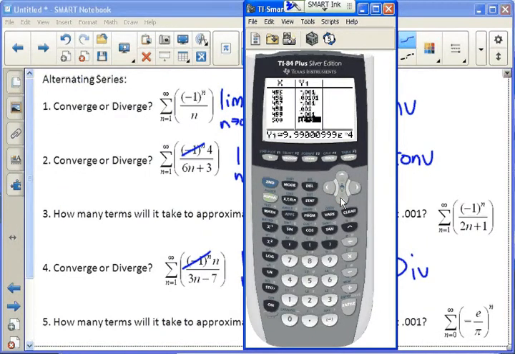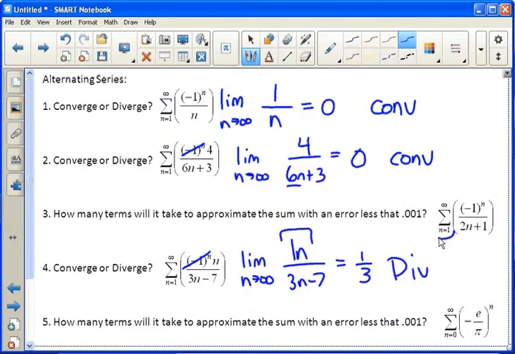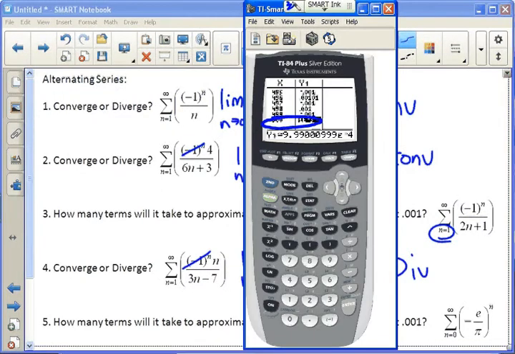500 we don't want to use because it's below 0.001, but we want to use everything that comes before that. So if you look back here, we're starting at 1, and we want to go from 1 all the way down to 499. So number 3 will be 499 terms to make that work.